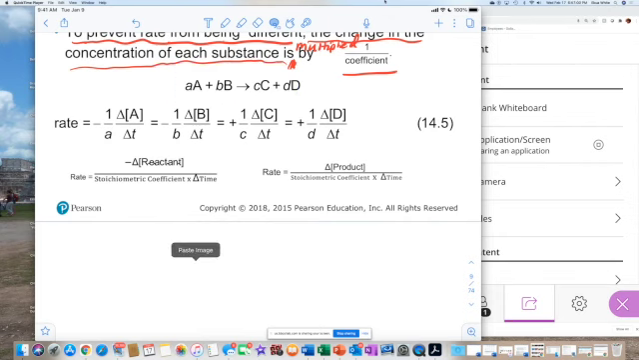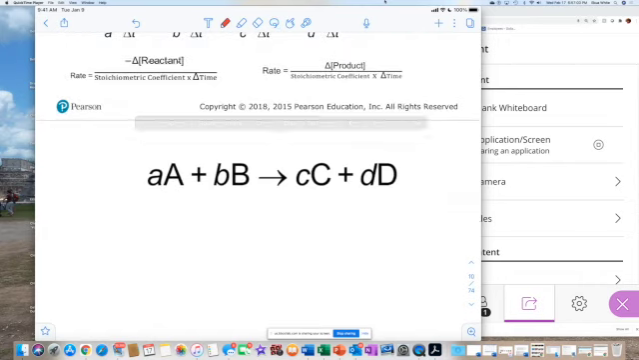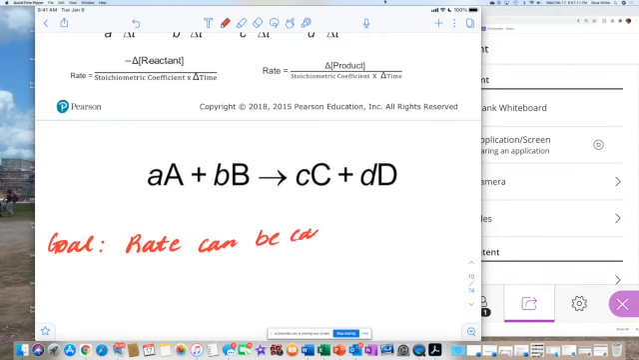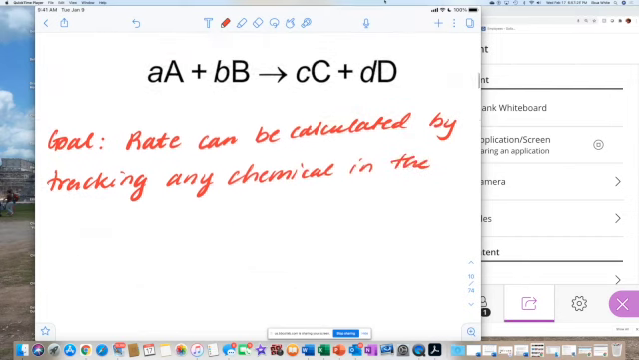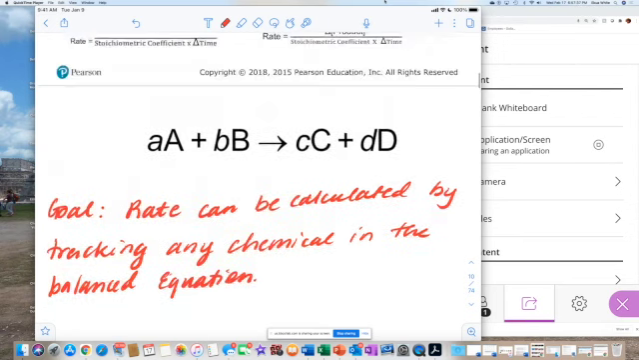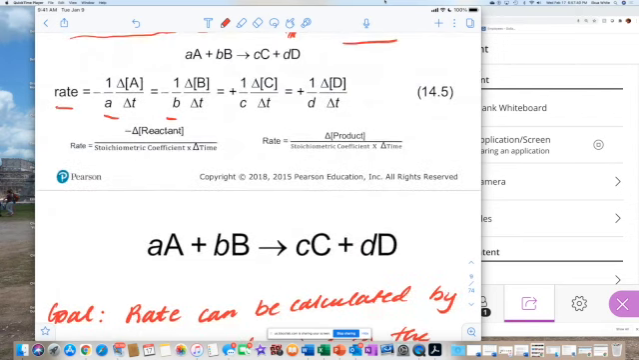Okay, remember, the goal here is to communicate. This is the goal. Rate can be calculated by tracking any chemical in the balanced equation. That's what they're trying to communicate here. Okay? So they did so by saying rate equals this and this and this and this.